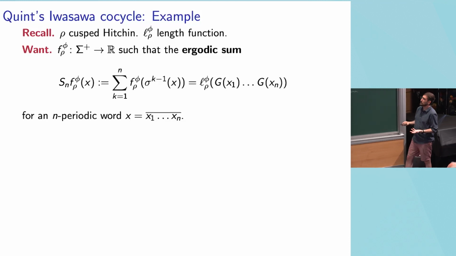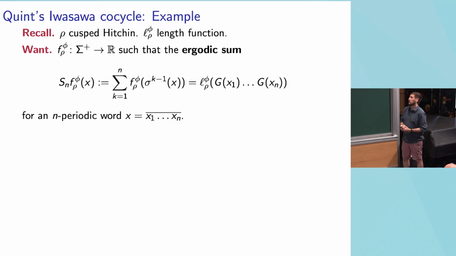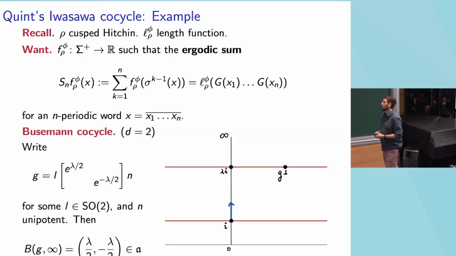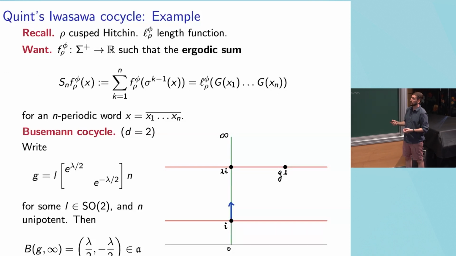And such a function exists. I mean, the construction goes back to many people. But maybe the first instance, I want to give the example, is the Busemann cocycle. So let's think about the Busemann cocycle for a second.